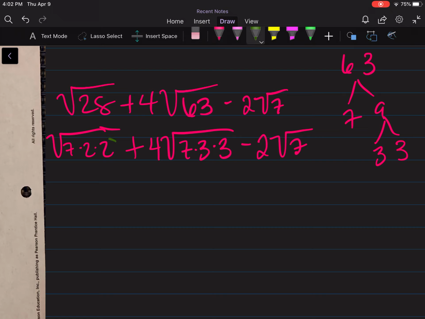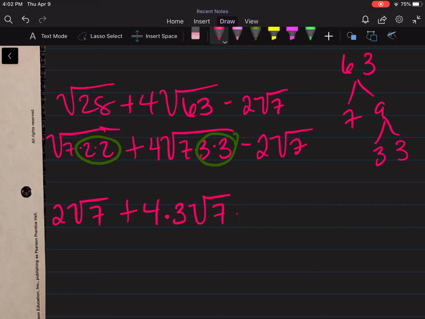So the first one, we have sets of 2's. We can bring that 2 out. So we have 2 root 7. The second one, we have sets of 2's in the house, so we can bring those out. So we'll have 4 times 3 root 7. And the last one, we're just going to leave because it's already all the way finished.